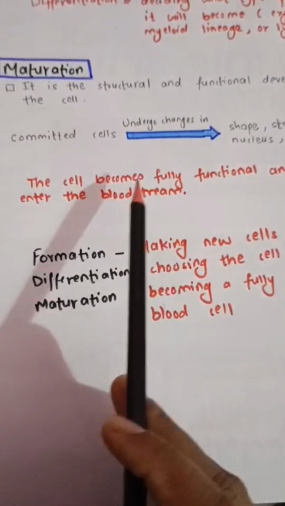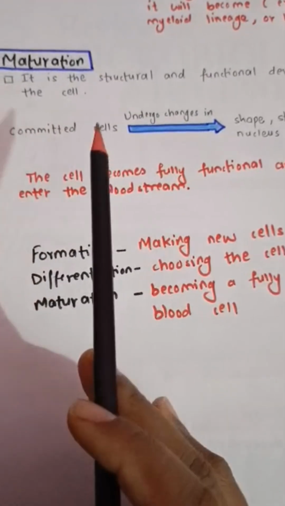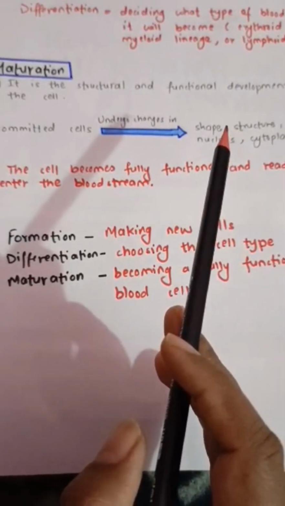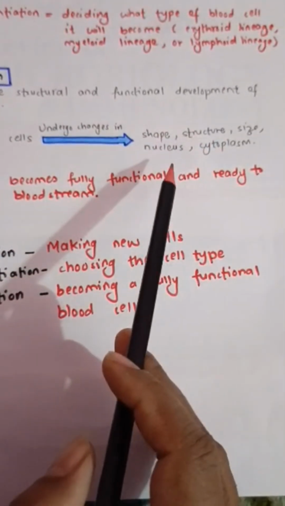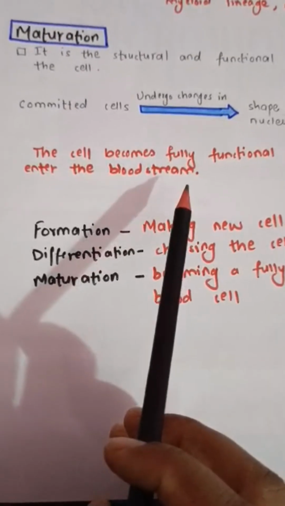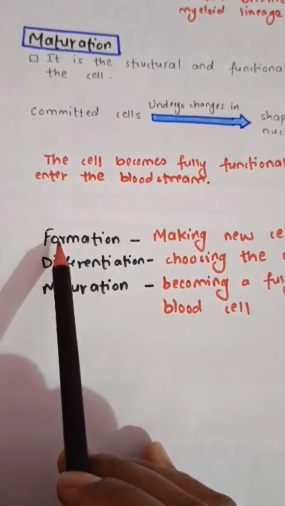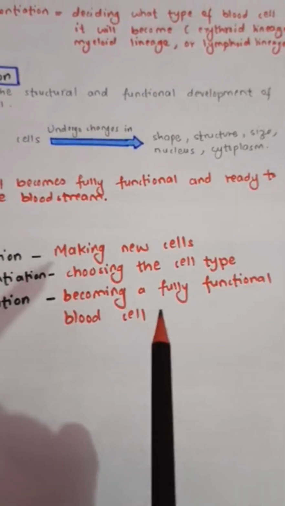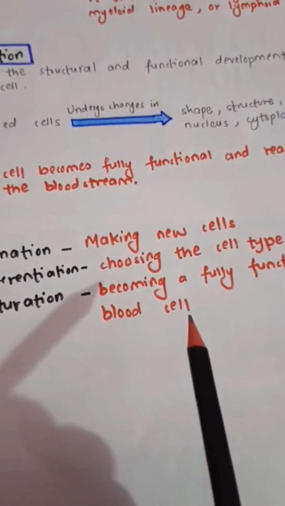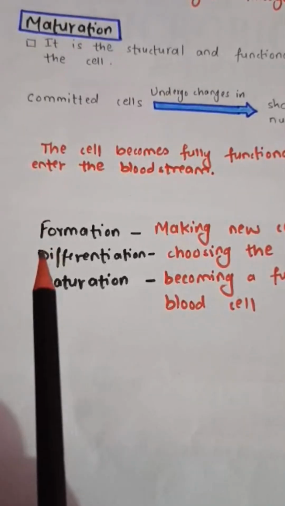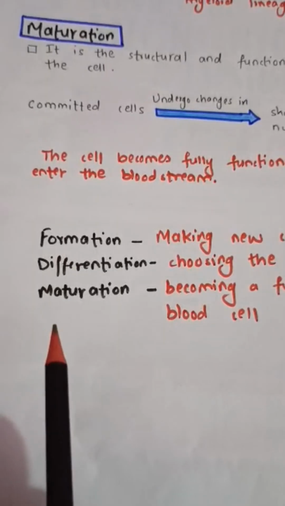So, it is the process in which the differentiated cells, the committed cells, now undergo structural and functional development. They undergo changes and become ready to enter the bloodstream. To summarize, formation simply means making new cells, differentiation means choosing the cell type, and maturation means becoming a fully functional blood cell. So, overall, hematopoiesis is the process of formation, differentiation, and maturation of blood cells.